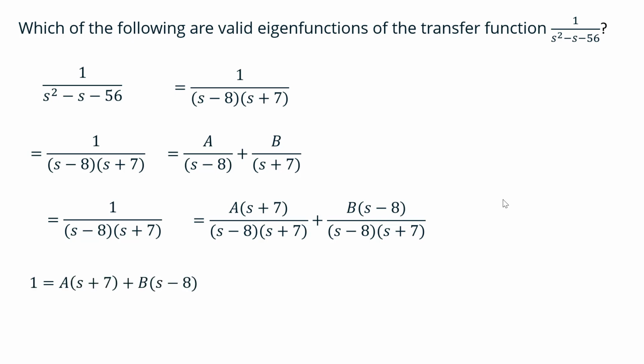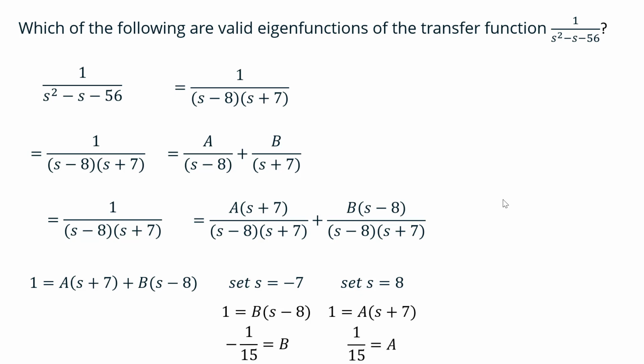So let's just assume that s is -7. And so if that's the case, if s is -7, then we have 1 equals b times (s minus 8). And if we assume that s is 8, then likewise we can eliminate the b because 8 minus 8 is 0. And so we can solve for 1 equals a times (s plus 7). So then we can solve for b and a. b is -1/15, and a is 1/15.